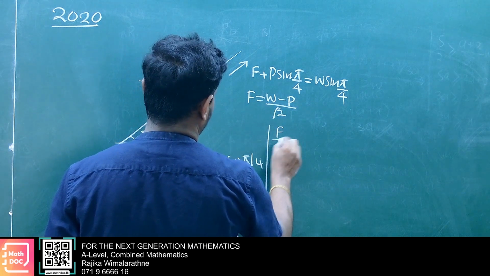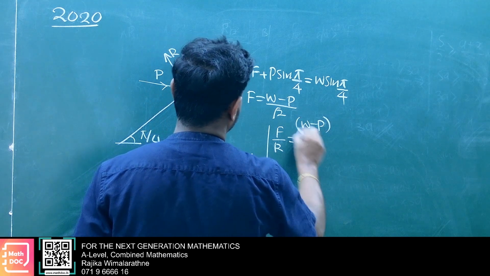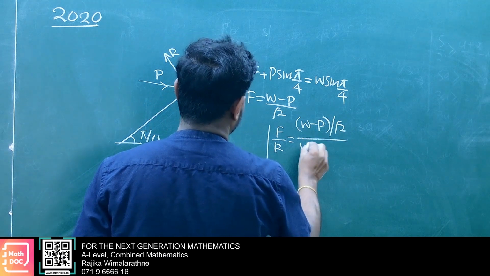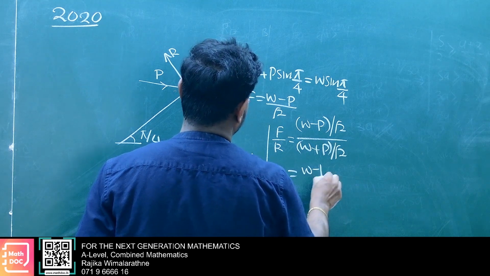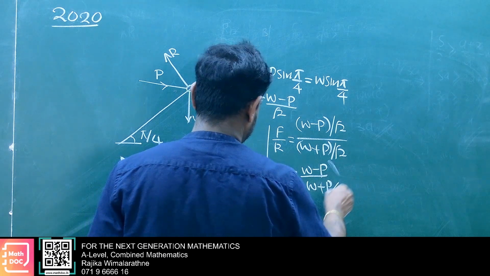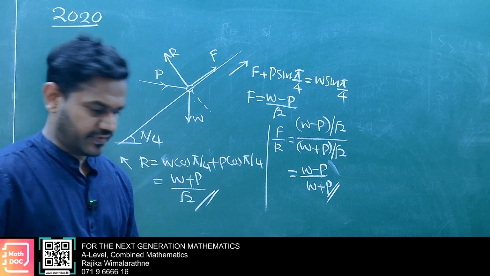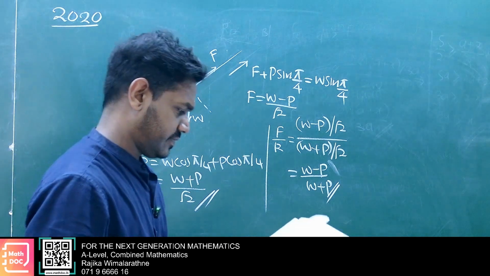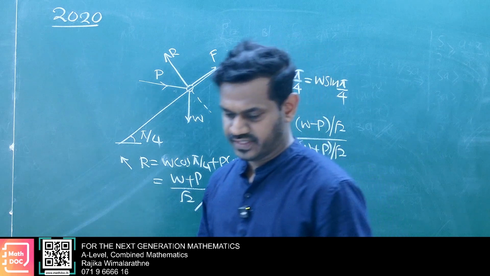Then F divided by R, W minus P over root 2, W plus P over root 2. Then W minus P over W plus P. That is F over R. Okay, then get double inequality.